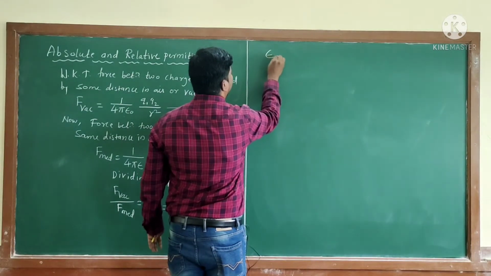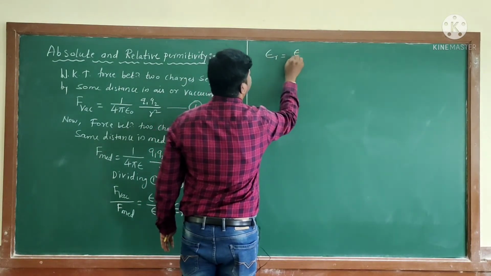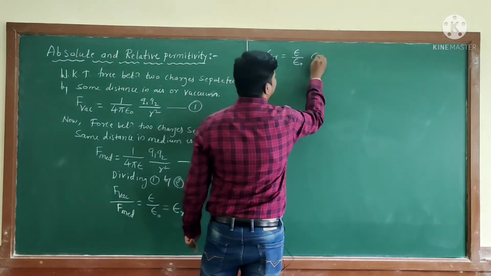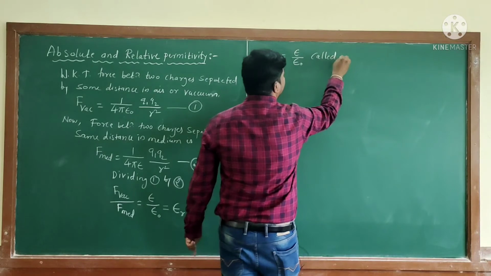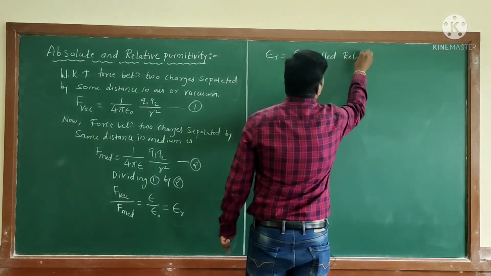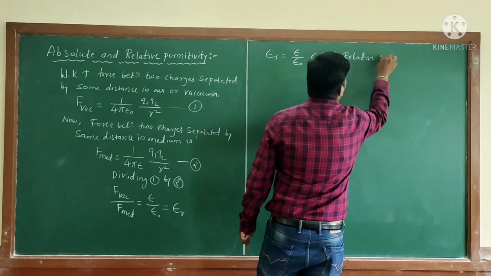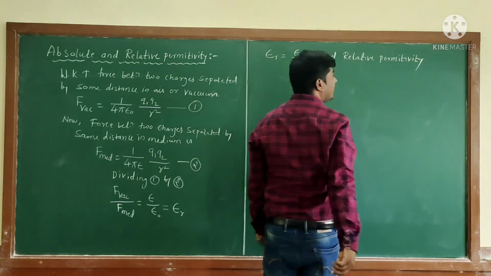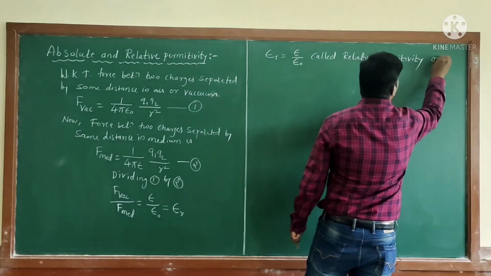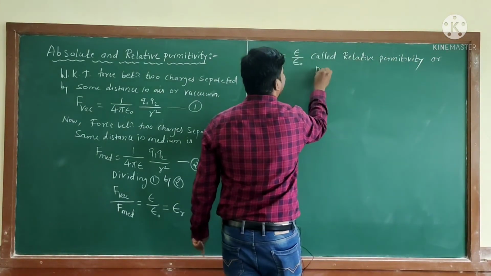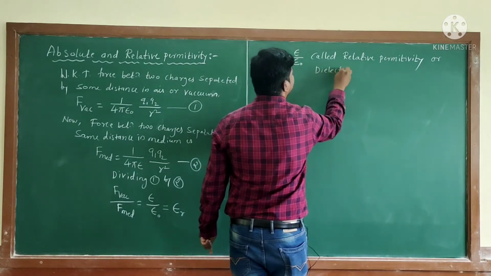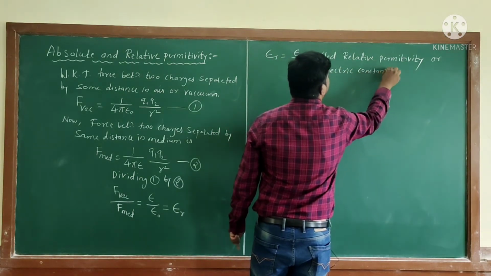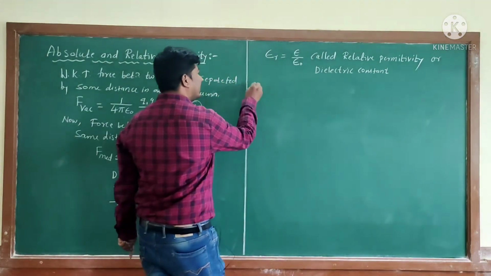We define relative permittivity in this way: epsilon r equals epsilon divided by epsilon naught, called relative permittivity, or we call it the dielectric constant. And we will write the definition of this.